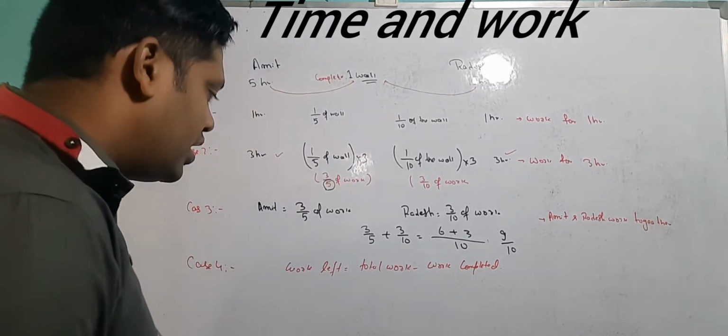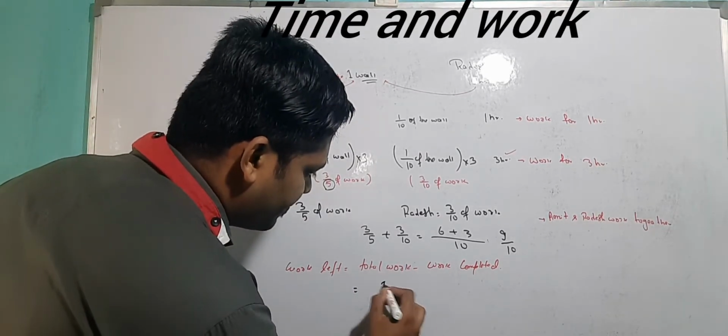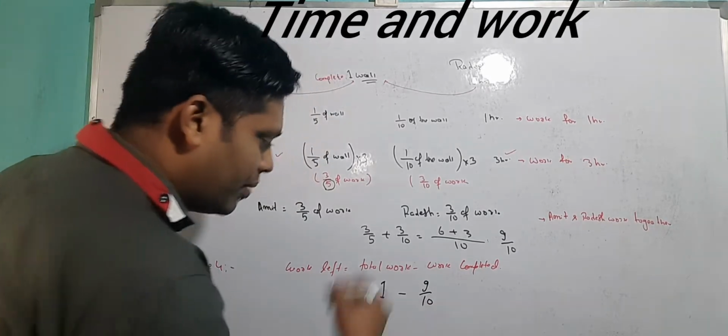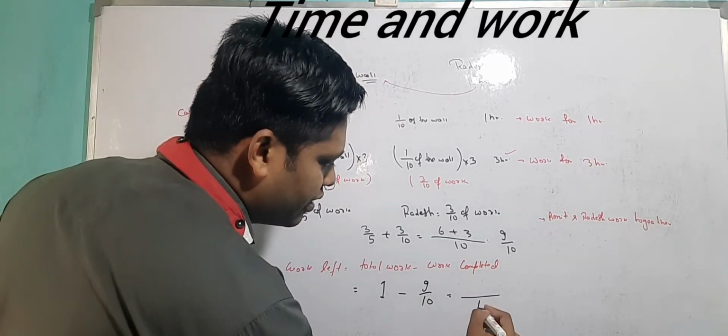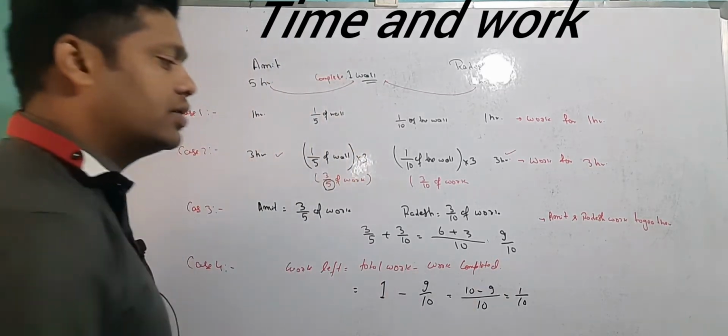Okay, what is the total work? Total work is, sir, 1. Okay, how much is completed? So 9 by 10 by joining together. So how much is left? Sir, LCM is 10. So it will be 10 minus 9. So 1 by 10. Right answer.